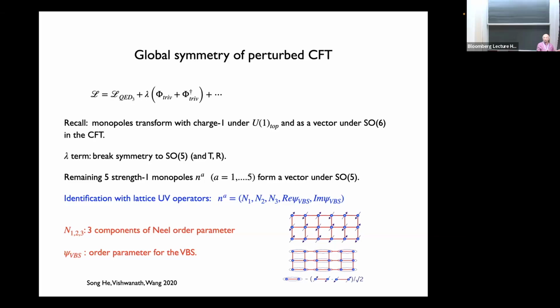Okay, the square lattice has enough symmetry to prohibit many things, but not everything. Right? So these 5 components, it turns out they're very, very physical. 3 of them are just the components of the Neel order parameter, which transforms as spin 1 under SO3. And the remaining 2 are the valence bond solid order parameter that I described earlier. They're just 2 components of the valence bond solid order parameter. They're very physical objects, right?